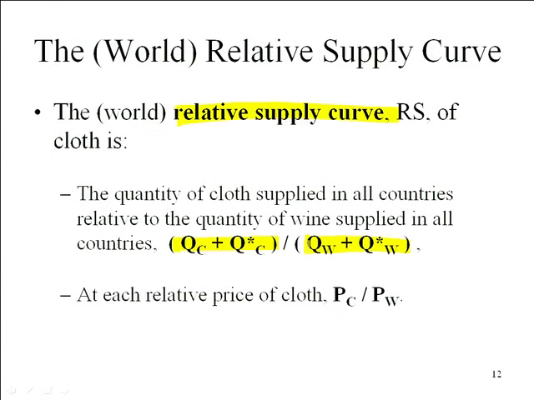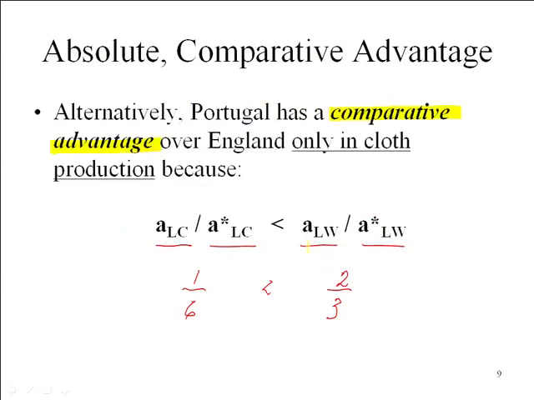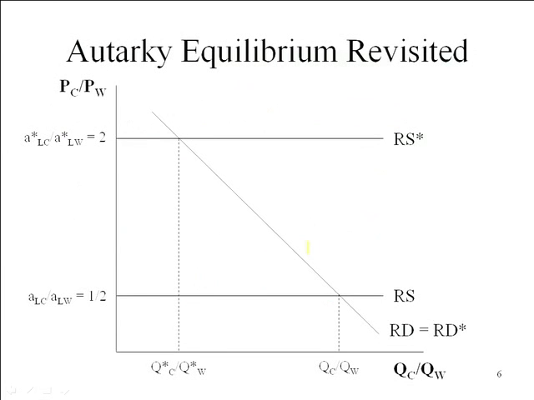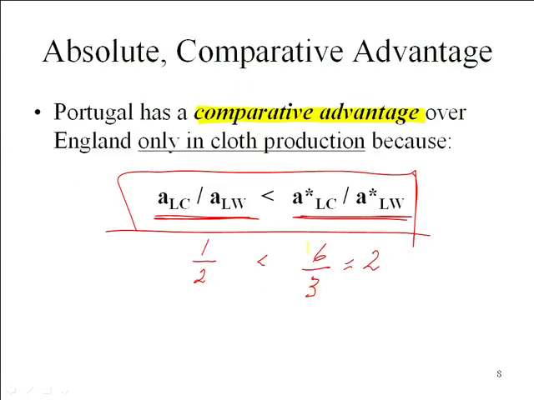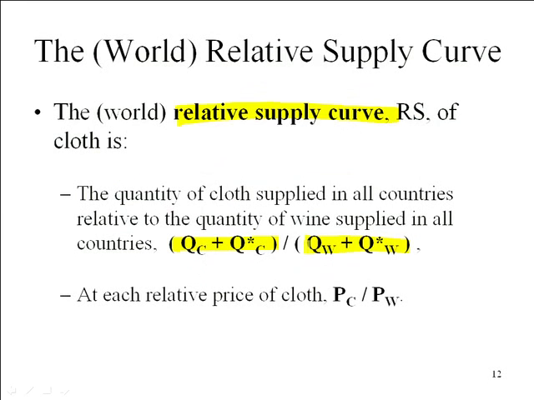If you go back and look at the autarky diagram, I think I put it in right. I'm not sure I did. We're just talking about the quantity of cloth versus the quantity of wine in each country. But now we want to think about it in both countries. And we want to look at that relative to, or compared to, the relative price of cloth.